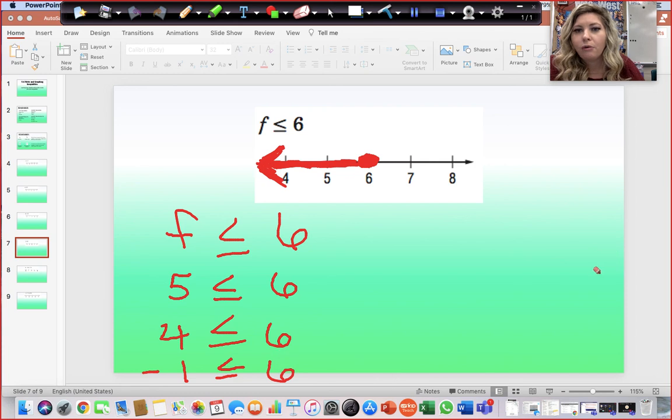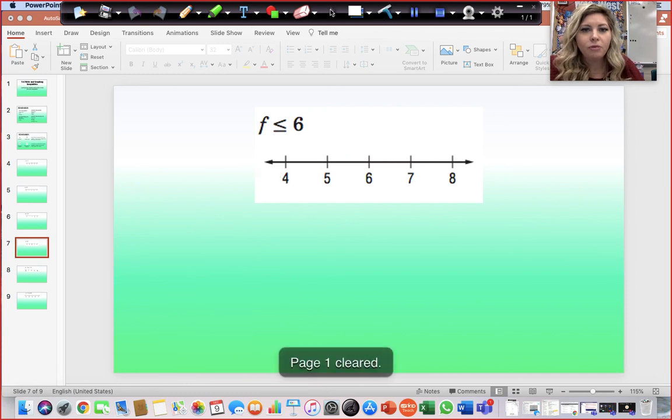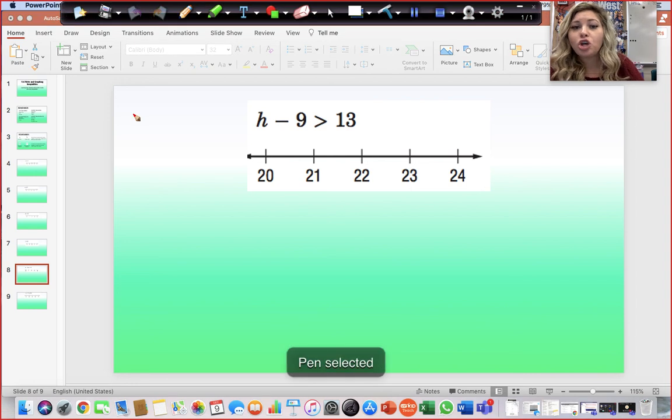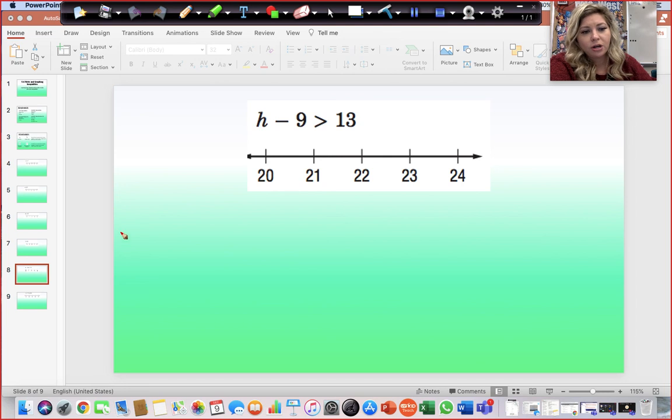Okay, moving on. Now, this is solving inequalities, and you solve inequalities just like you solve equations, okay? And we worked on that all last week. So, h minus 9 is greater than 13. We're going to draw a line down from our inequality sign just like we would draw the line down from our equal sign. Our variable is h.